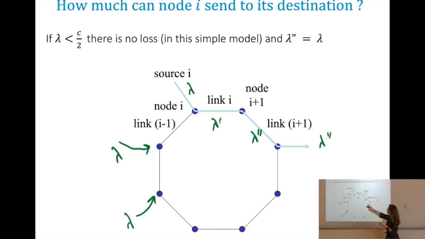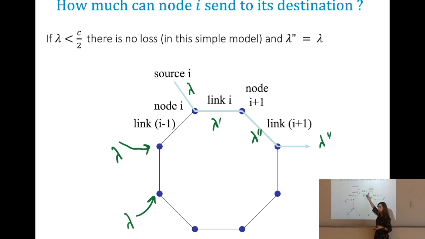Because on every link, we will have 2 sources of messages. On this link, for instance, we have messages coming from source I and messages coming from source I minus 1. So if this common lambda, which is the same at both nodes, is smaller than half the capacity, then everything can work fine and there will be no losses, right?